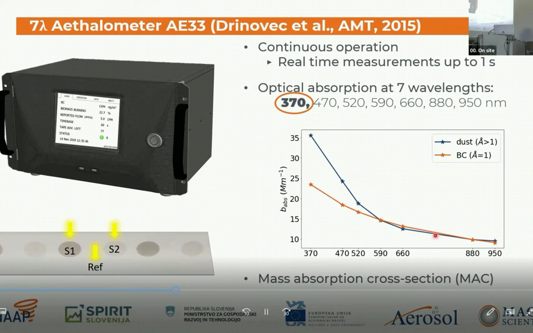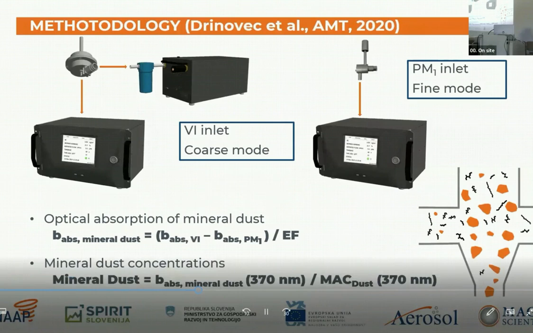The absorption Angstrom exponent of pure black carbon is around 1, while mineral dust absorbs light more efficiently at lower wavelengths. Therefore, the lowest wavelength, 370 nanometers, is the most appropriate for the separation between the light absorption of mineral dust and black carbon. And of course, if we want to transform the optical absorption to mass concentration, we need a calibration constant called MAC, the mass absorption cross-section. MAC for black carbon is well known. The MAC for dust will be determined at the end of the presentation.